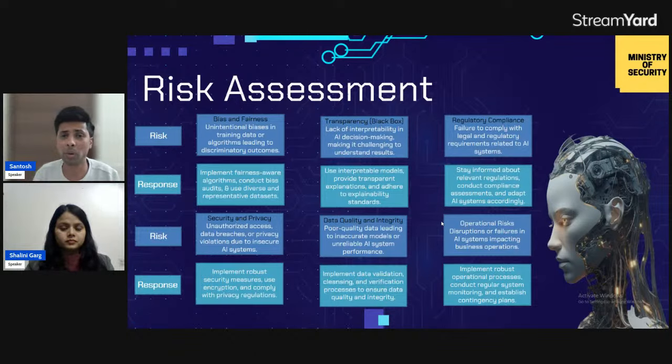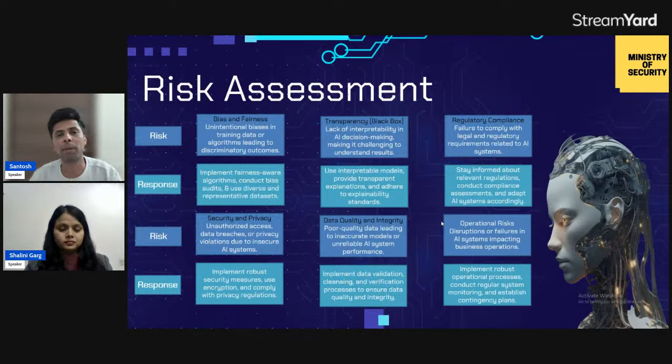Next, data quality and integrity. Poor data quality is a risk: whatever data you feed in, that's what it is going to study, and it provides generative content based on the data sets you provide. So it's very important that the quality of the data is clean and you verify it, so that you don't feed in any kind of sensitive or confidential data.